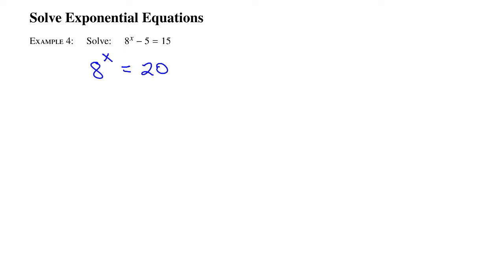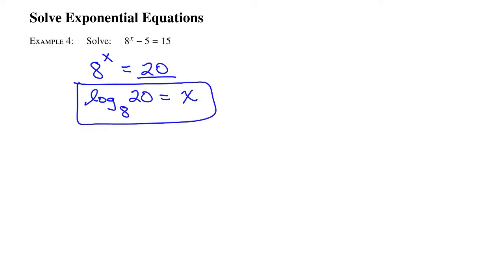And then what does this mean in terms of logs? Well, it means that log in base 8 of the answer, 20, is equal to the exponent. But that's exactly solving for the x. X is equal to log base 8 of 20. And that's one potentially good answer. That's a correct answer. It's fine. It works out great. Here's another way of doing this problem, though.